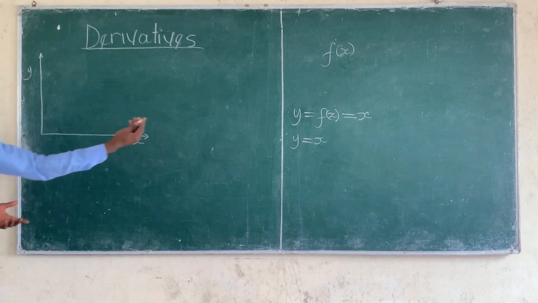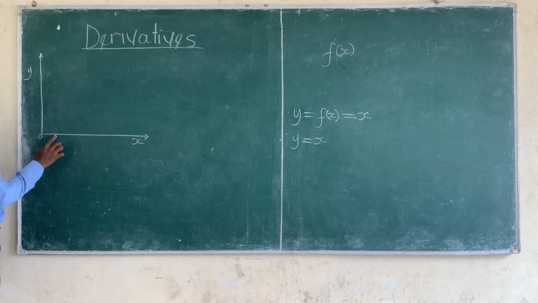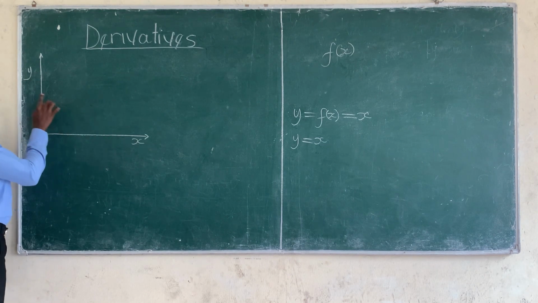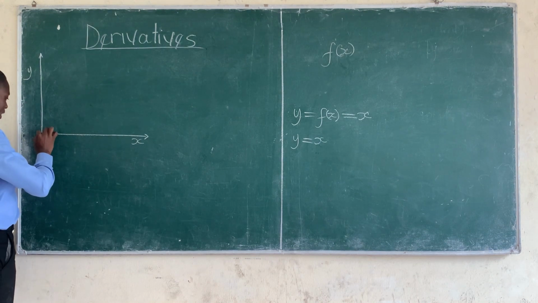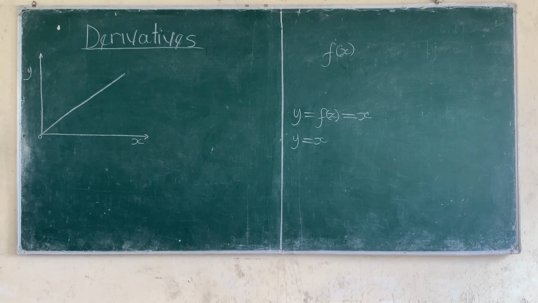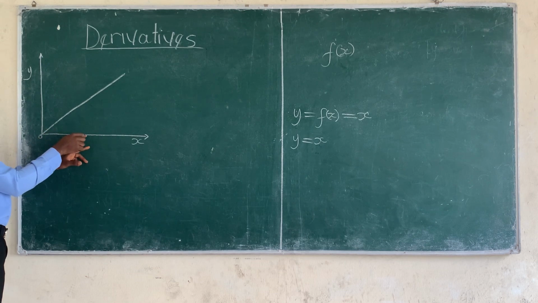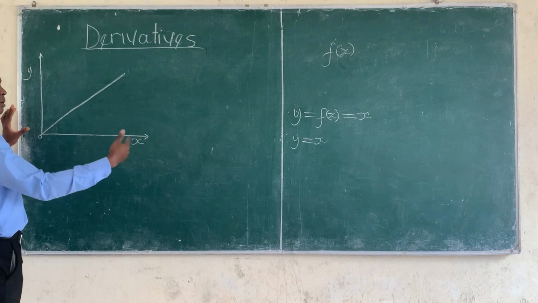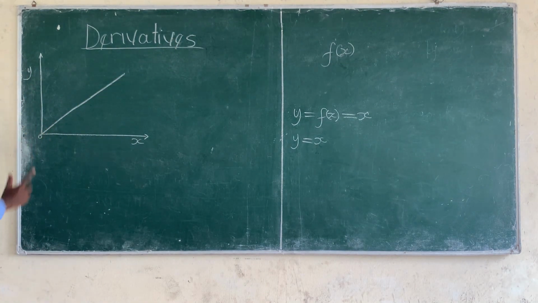If you are to plot this function here, this can be your origin 0. If this is 1, this will be 1. If this is 2, this will be 2. If this is 3, this will be 3. And if you trace those points, we are going to have a straight line graph, and that graph will pass through the origin. Once you have 1 here, y will be 1, so you mark this point. If you have 2 here, y will be 2, you mark this point. If you keep on doing it to maybe infinity, you just have an infinite line that passes through the origin.